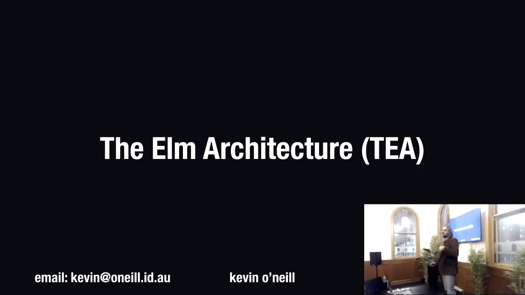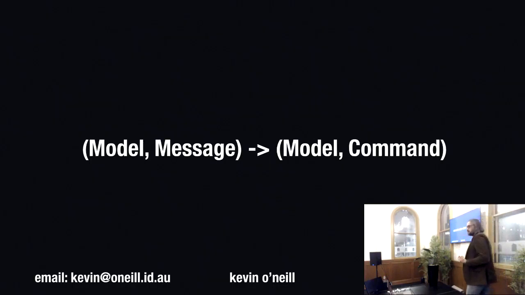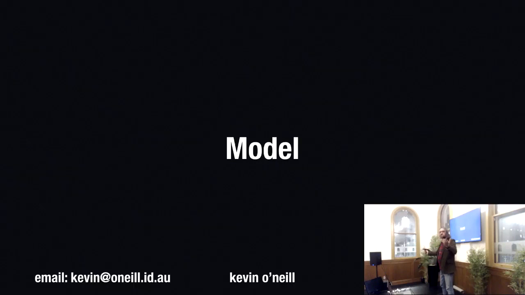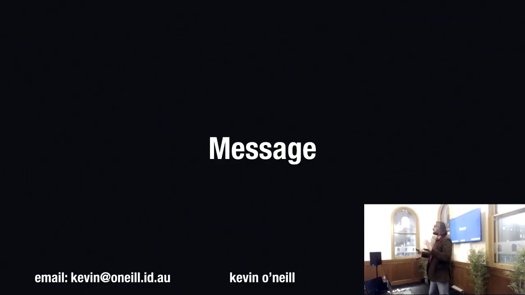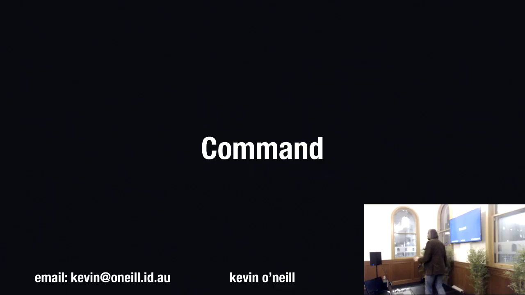How many people here are familiar with the Elm architecture? A lot more people than I would expect. Basically, the Elm architecture can be boiled down to this. A message and a model are the input to a function, with a model and some commands as the output. That's the entire architecture. That's all you really have to think about, those three things. Models, that's your state. Messages, things that have happened. Commands, side effects you want to perform. Pretty straightforward.